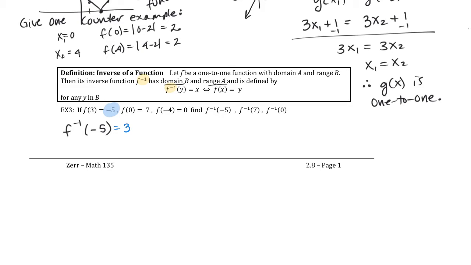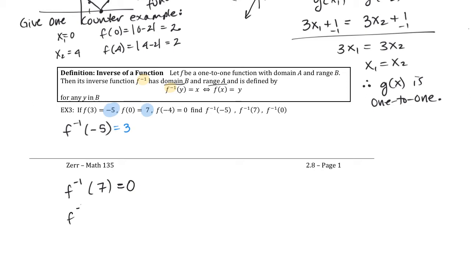Okay, let's try the next one. We're supposed to find the inverse of f evaluated at 7. Okay, so I go look who has an output of 7. It's 0. Oops. Okay, so that corresponds to an input of 0 into f. So the output of the inverse function will be that 0.